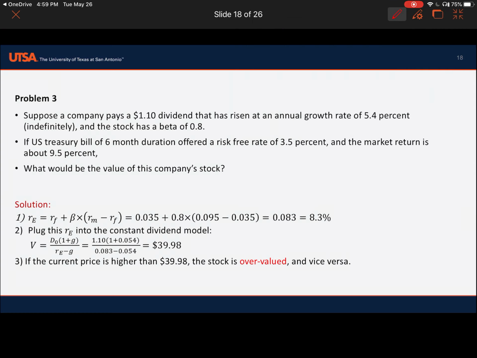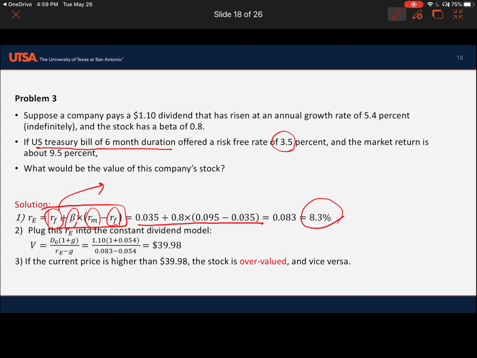How can we find the return on equity? We already have the capital asset pricing model, which gives us this formulation. We have the risk-free rate, which is a US Treasury bill of 6-month duration, 3.5%. We know beta, which is 80%. We know the market return, which is 9.5%. Let's put the numbers in this formulation, and you will find the cost of equity is 8.3% for that specific stock.